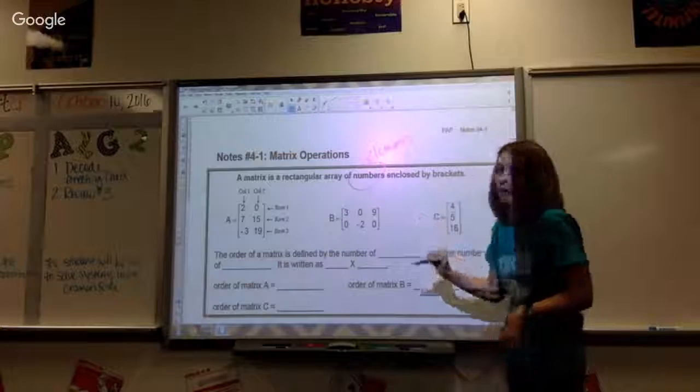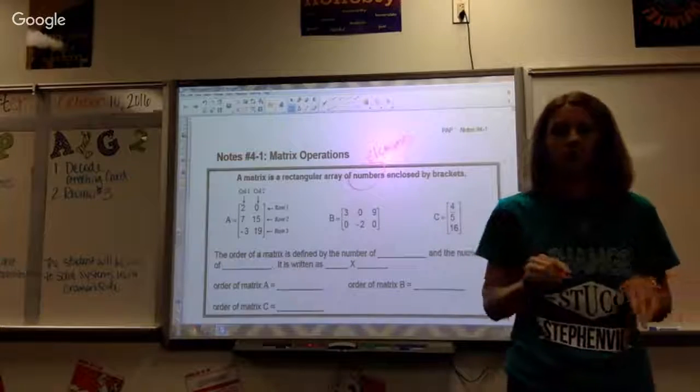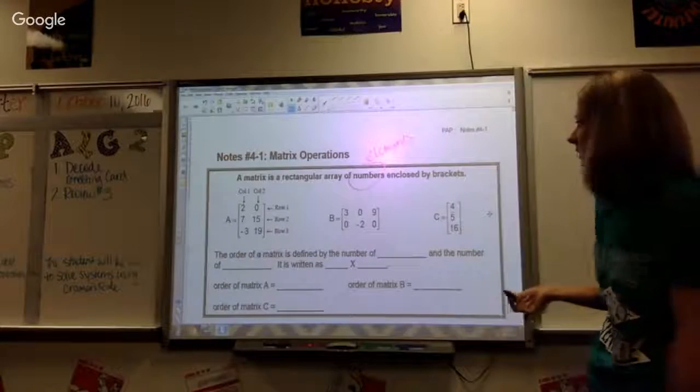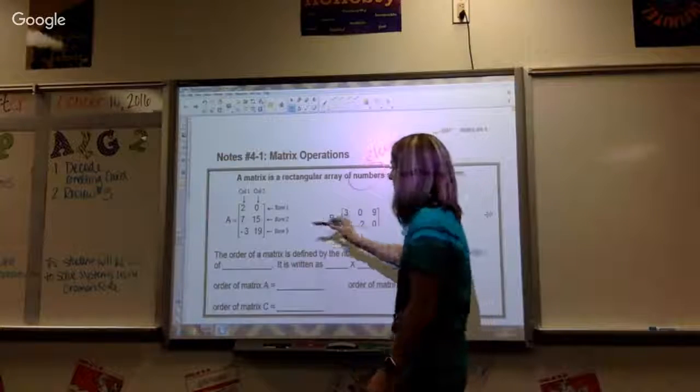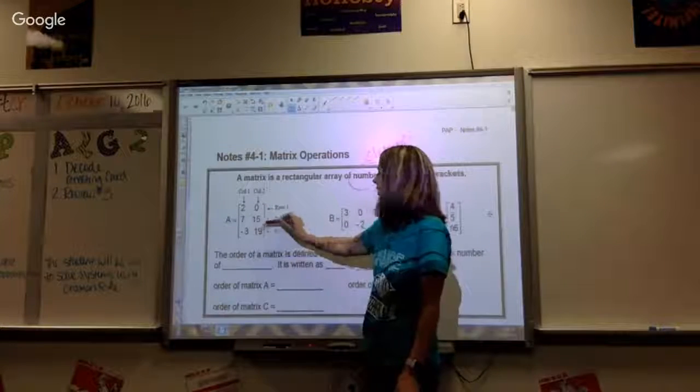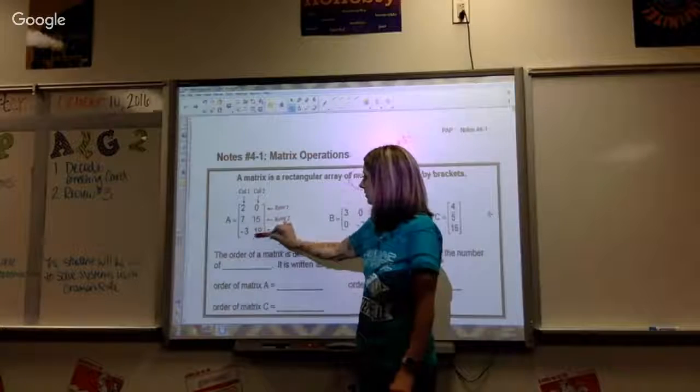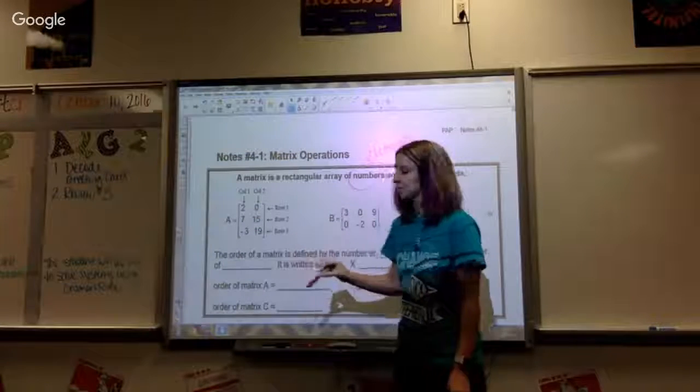And they're enclosed by brackets. So anytime you see numbers surrounded by brackets, that's called a matrix. Okay, so your matrix will represent rows by columns. So your rows are your horizontal, and then your columns are your vertical.